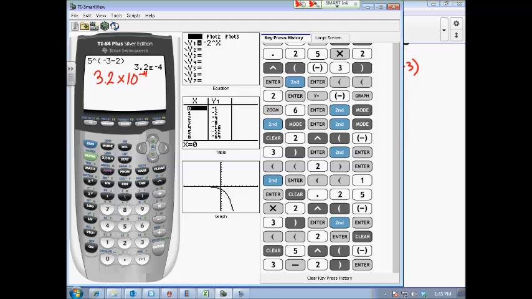Do you remember what the -4 tells you to do? Move it 4 places. What's the "it"? The decimal place. The decimal. 4 places to the left.